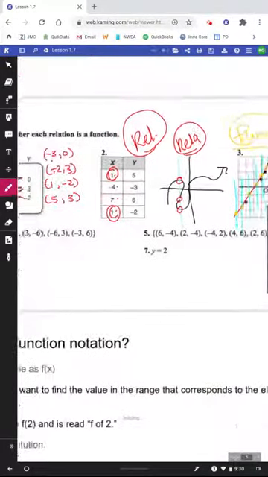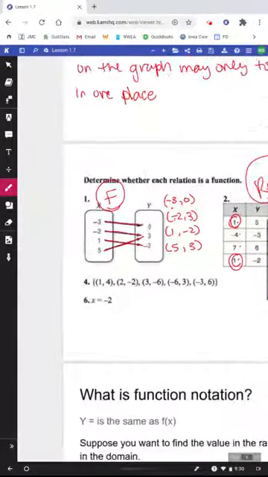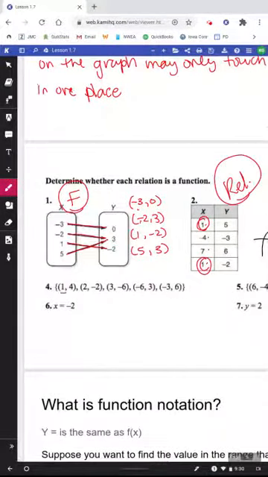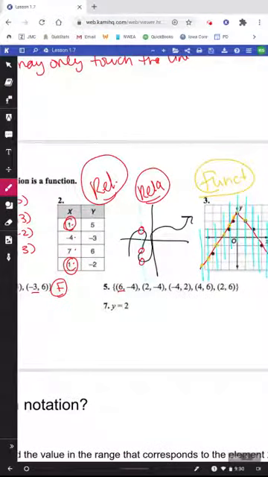Okay, next I have a set of points here. Let's check. -1, 2, 3, -6, -3. No repeat, so this is a function. This one, 6, 2, -4, 4, 2. The 2 repeats, so this one is a relation.